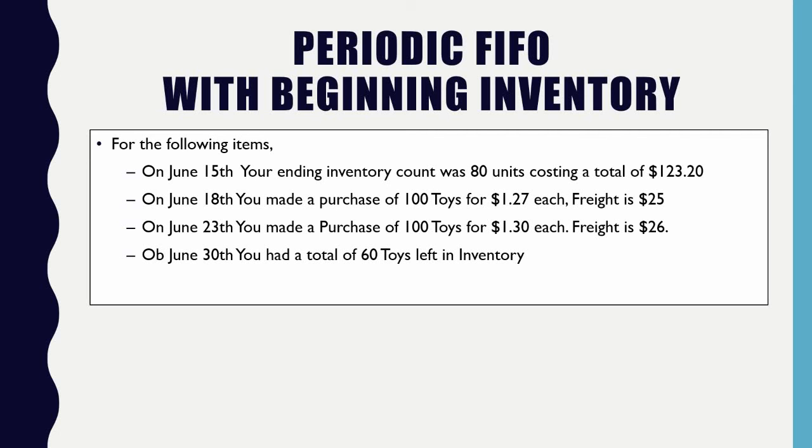Now, we'll talk about that section in a bit when we deal with our inventory worksheet. However, we're also making new purchases of inventory. We made a new purchase on the 18th, and we made a new purchase on the 23rd. Both 100 items, okay? Except the first batch that we bought was $1.27 with a freight cost of $25, and then the second batch was a cost of $1.30 with a freight cost of $26. And then again, on June 30th, somebody went down to the basement and counted, and you only have a total of 60 items remaining in your inventory.